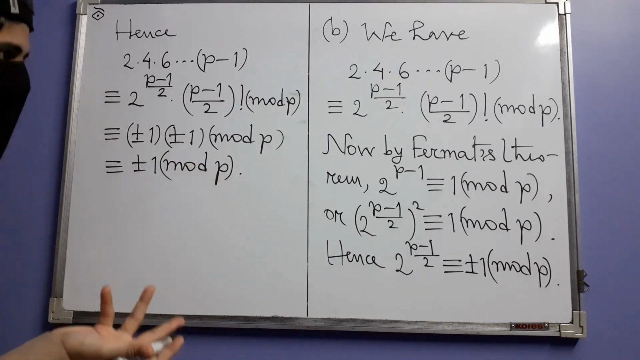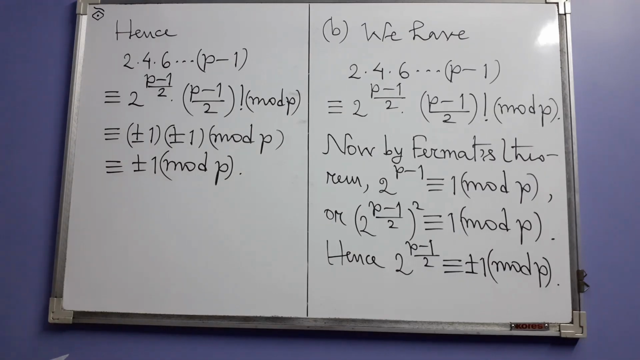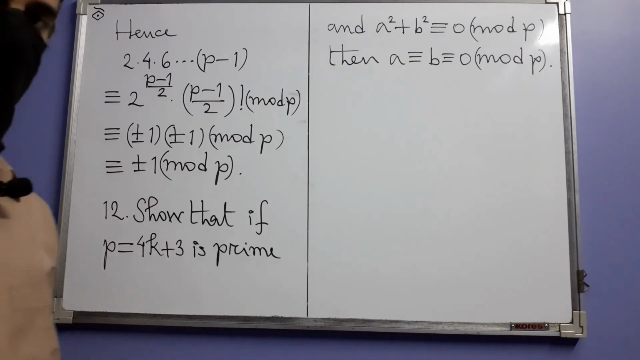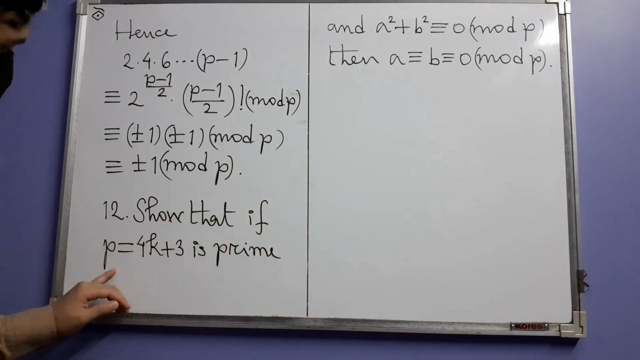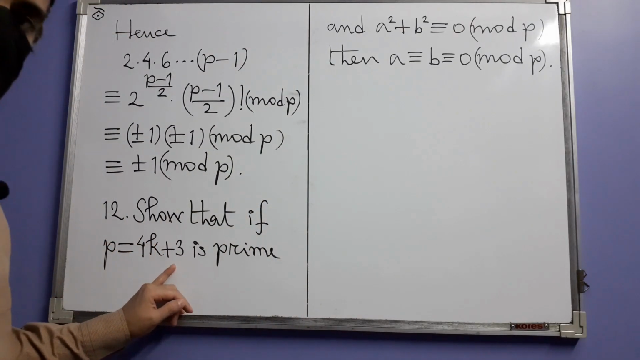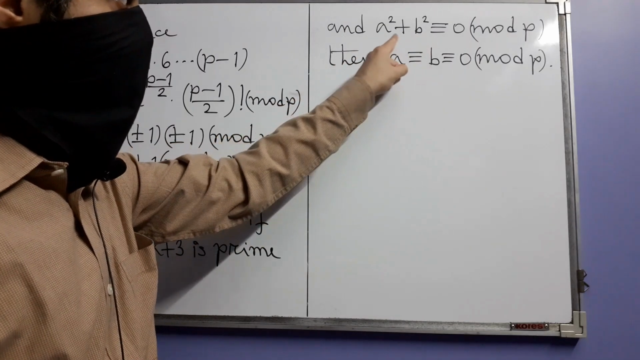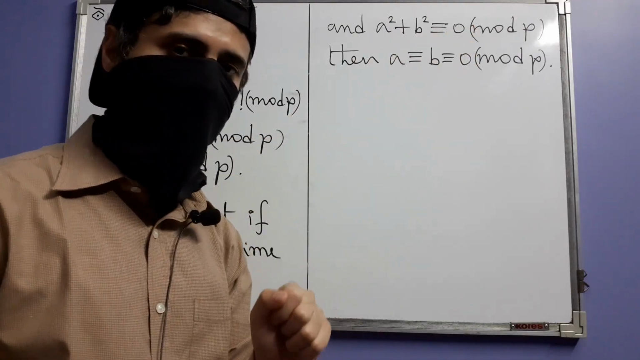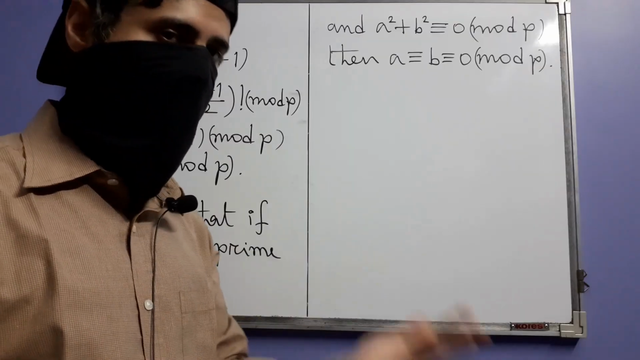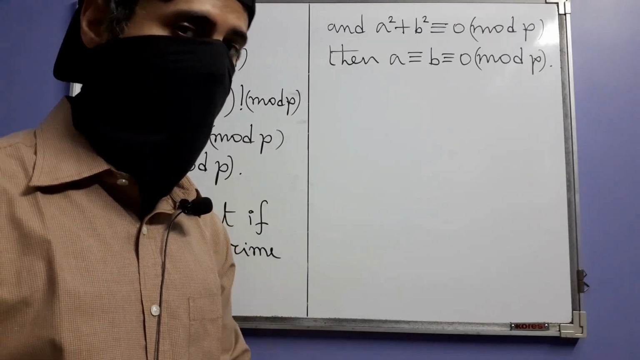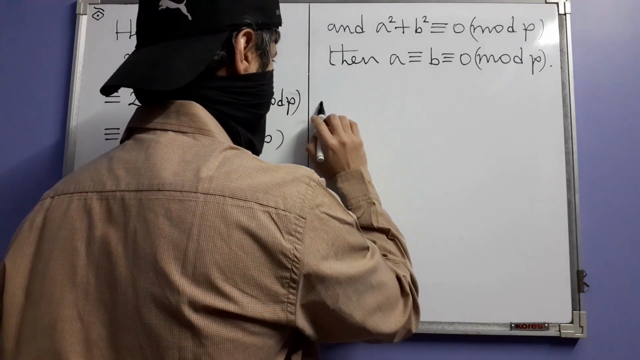So that is what we wanted to show. So this is the solution. Okay, so the next one is 12. Here we again have a prime of that form 4k plus 3. And it's also given that a and b are integers such that a square plus b square is congruent to 0 mod p. We then have to show that a and b are individually congruent to 0 mod p, both of them. So the solution will be by contradiction.